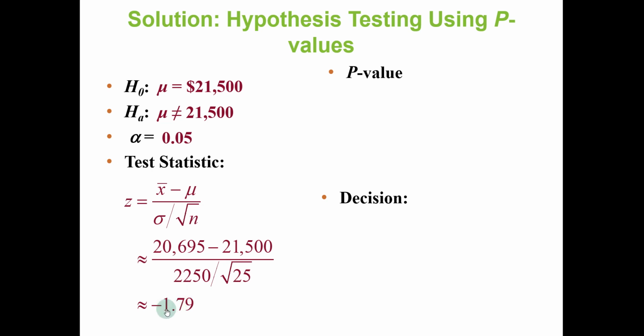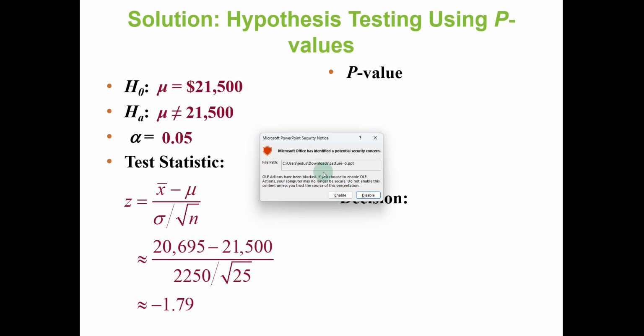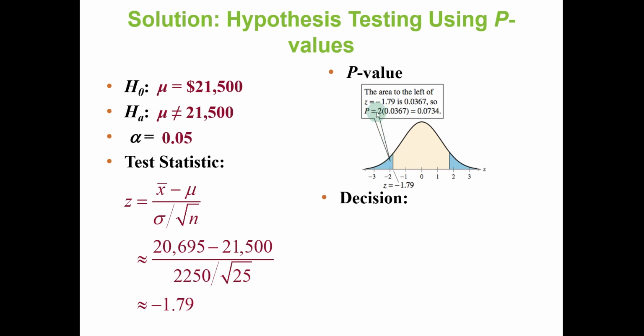You compute your z-score. You now look for the p-value. This is the p-value you will get. Based on the p-value, you can now compare your p-value to the level of significance. You can see that your p-value is greater than the level of significance. So in this case, you fail to reject the null hypothesis.